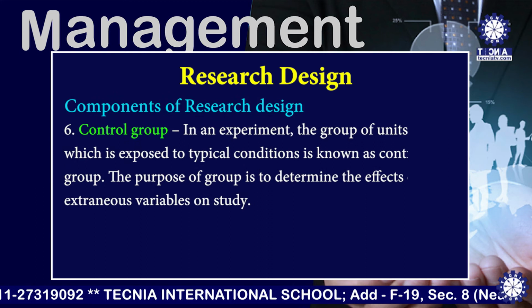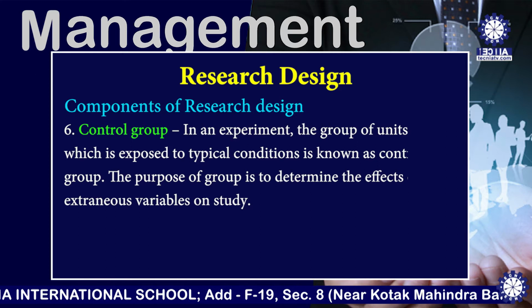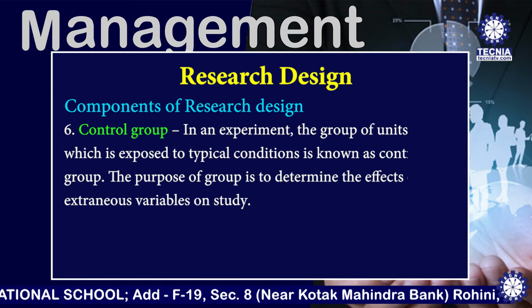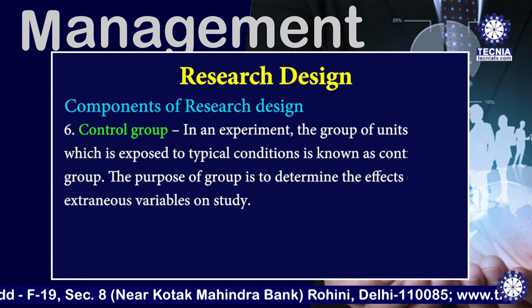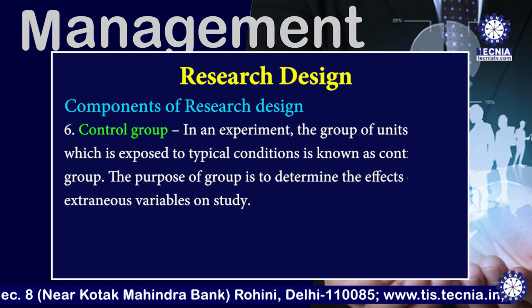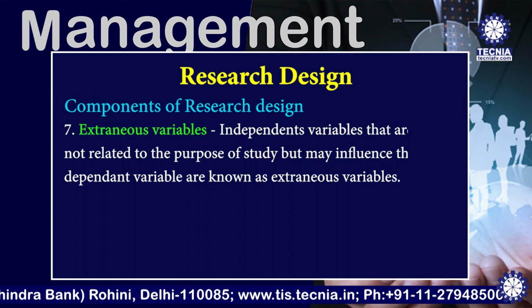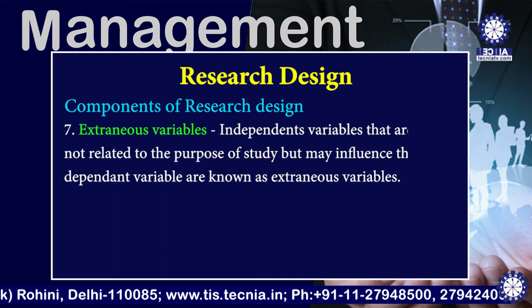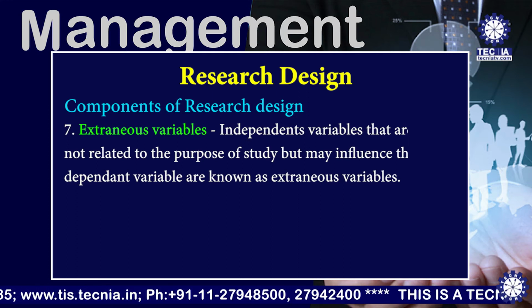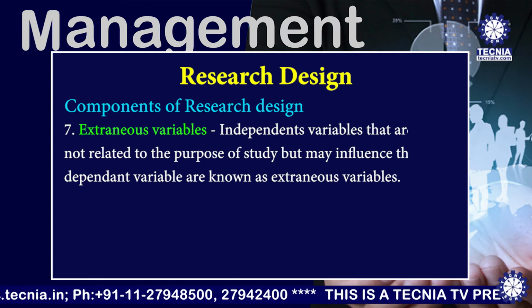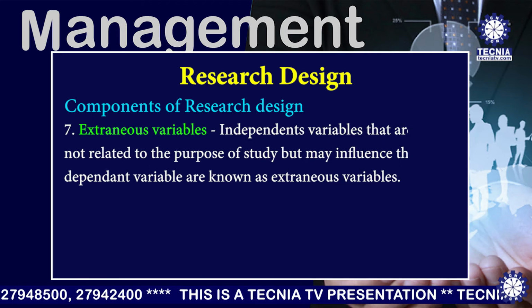The sixth component is control group. In an experiment, the group of units which is exposed to typical conditions is known as a control group. The purpose of the group is to determine the effects of extraneous variables on the study. The seventh component is extraneous variables: independent variables that are not related to the purpose of the study but may influence the dependent variables are known as extraneous variables.